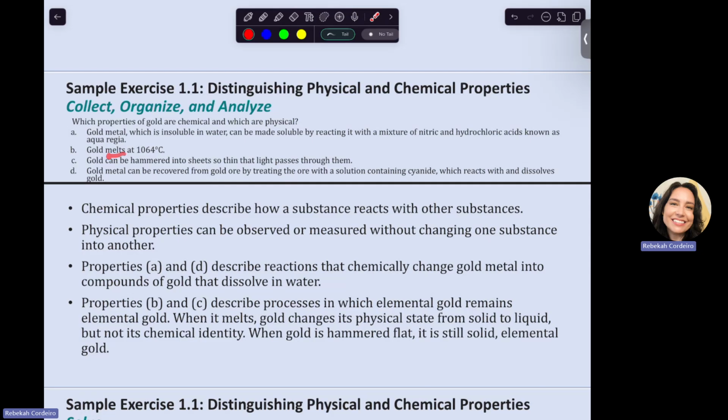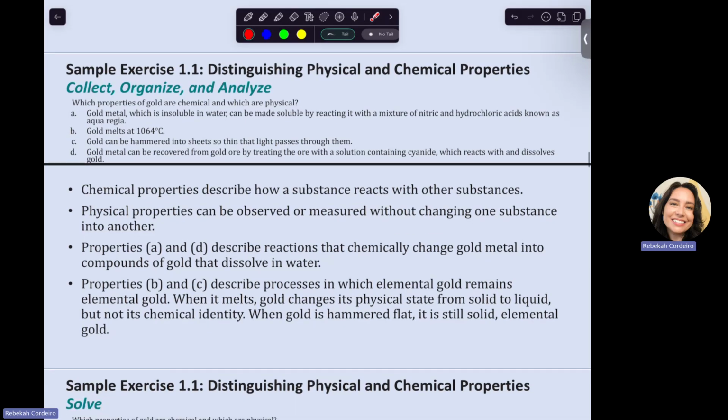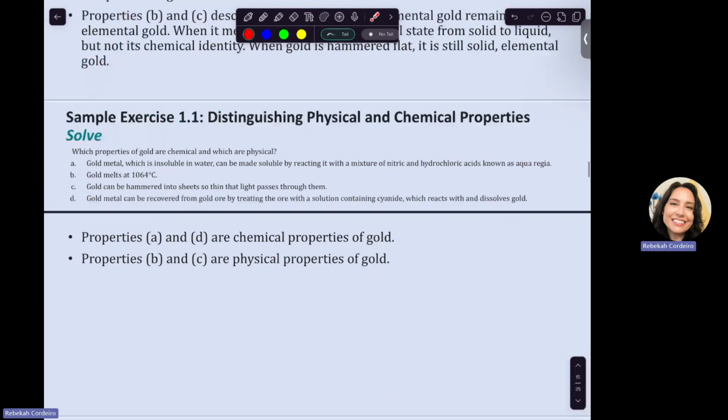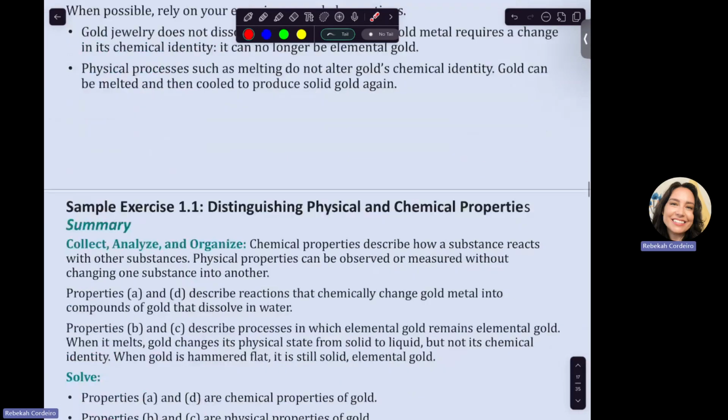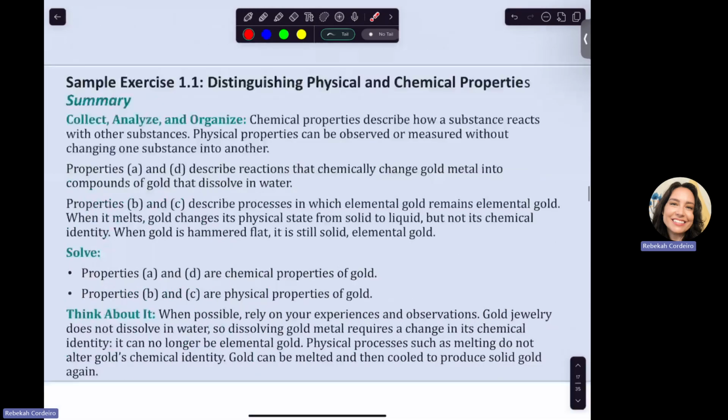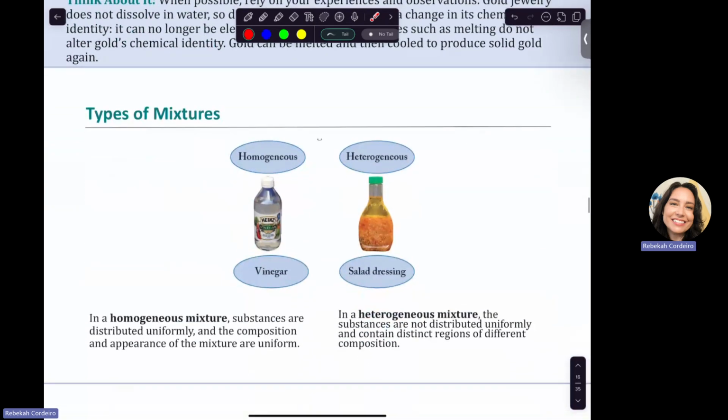So melting is physical. Hammered into a sheet, it's still gold. It's just now it's in a sheet. That's physical. And then treating the ore with a solution reacts with, that is describing chemical reactions. Hopefully you got those right. If not, let me know if you have any questions. And there's more explanation here if you want to go back into the slides and read through all of that.